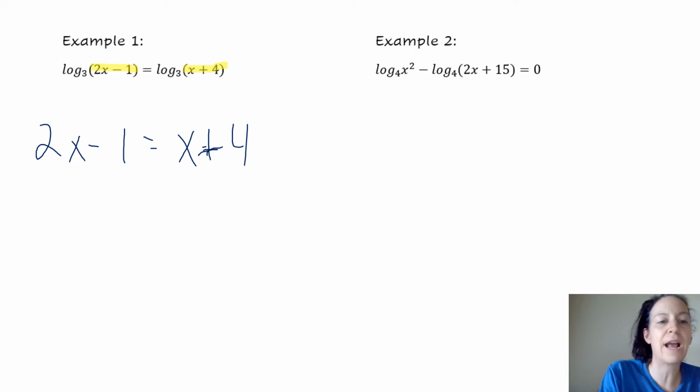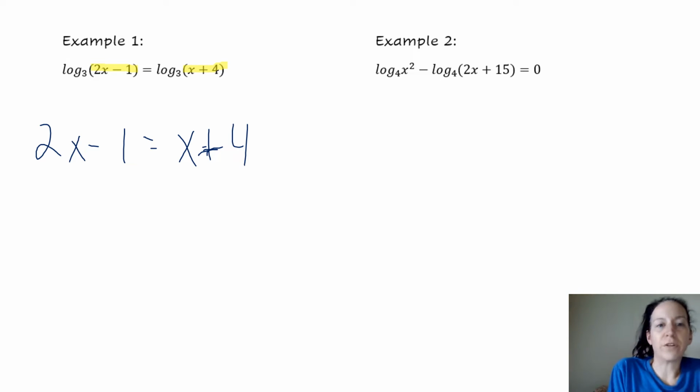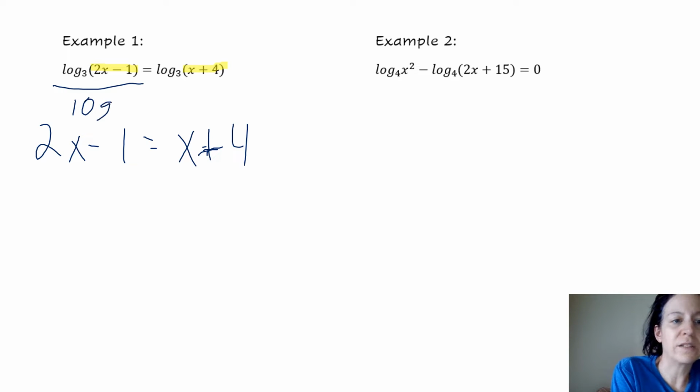And if somebody were to ask you, well, what did you do? Or where did the logs go? You would just say, well, the logs were equal, so I was able to set the arguments equal. What you don't want to do, if you are taking notes and writing stuff in your packet, which I hope that you are, don't write this down because this is wrong. Don't do this, okay?